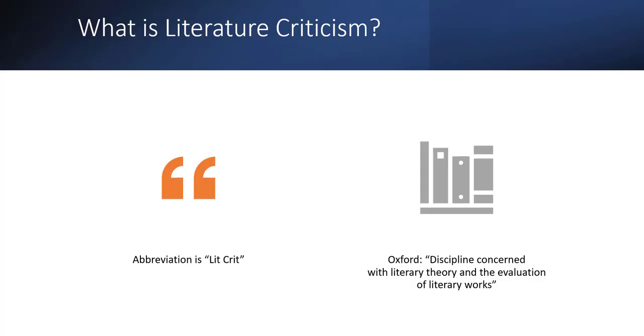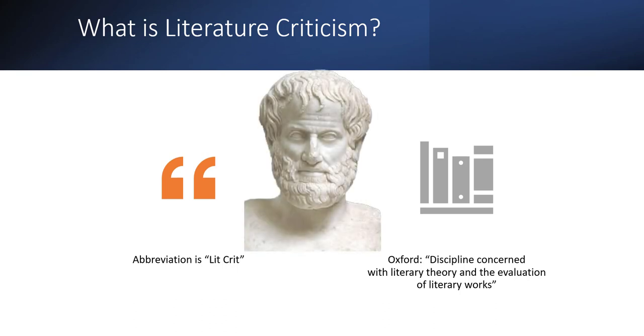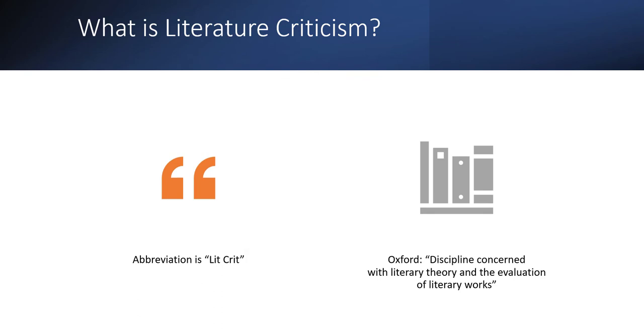So, what is literary criticism, also known as lit crit? For one, it's an older way of learning than you might initially guess. The first systematic critique of a work is often cited as Aristotle's response to Plato's Republic. Aristotle was responding to Plato's role of poets in the Republic. Oxford World Dictionary would say, it's a discipline concerned with literary theory and the evaluation of literary works.